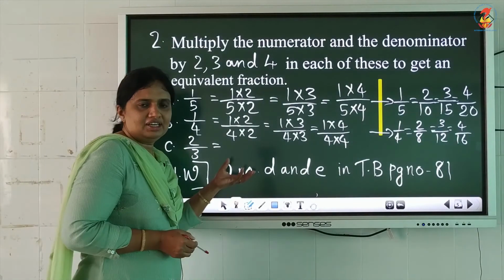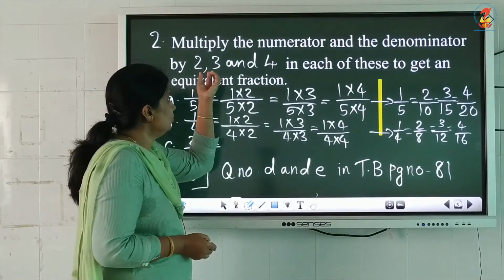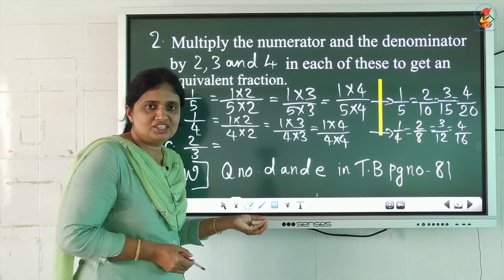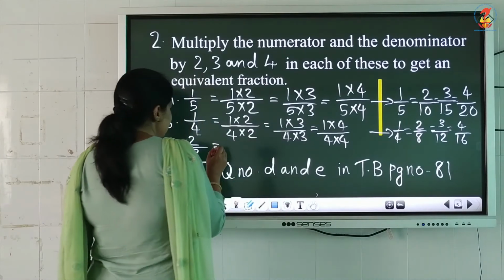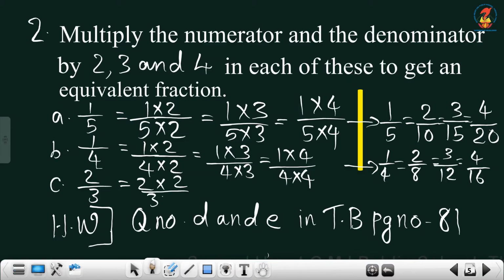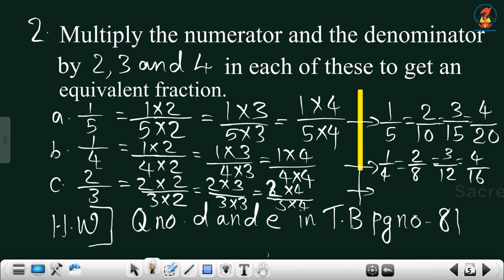And you know how we got it like that? We multiplied the numerator and denominator by 2, 3 and 4, and you got the equivalent fractions. And one more question is there. 2 into 2 divided by 3 into 2. One thing you need to remember, you need to multiply by this fraction only. Is it? And 2 into 3 divided by 3 into 3. 2 into 4 divided by 3 into 4. And the answer is what? You tell me.